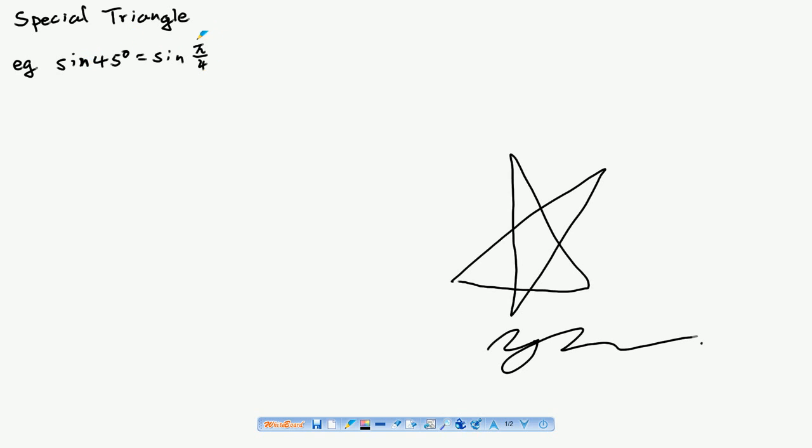In year 10, you will do this kind of question by using a calculator. And in year 11, you have to learn to solve these questions by hand. In order to solve them by hand, you need to use the special triangle, the Pythagoras special triangle.